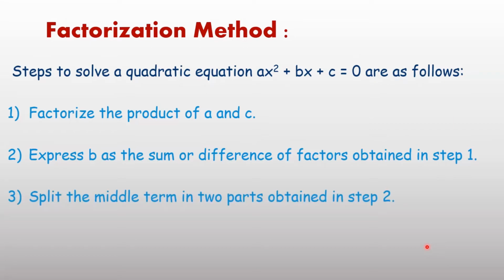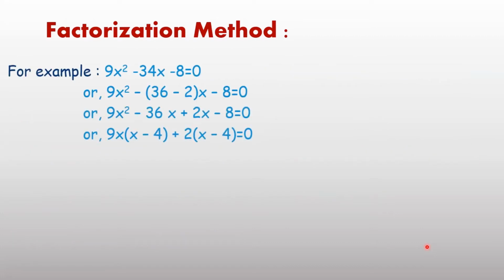Then split the middle term in two parts from the previous step, and then factorize by grouping. Because if you split the middle term, there are 4 terms. First 2 terms, one group, and third, fourth terms, another group, and after that factorize it. For example, 9x square minus 34x minus 8 equal to 0.